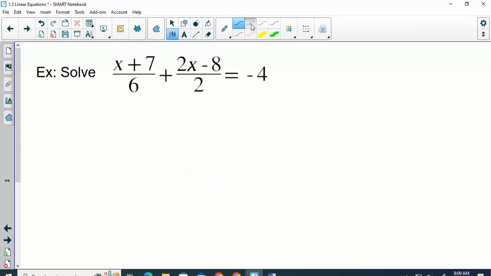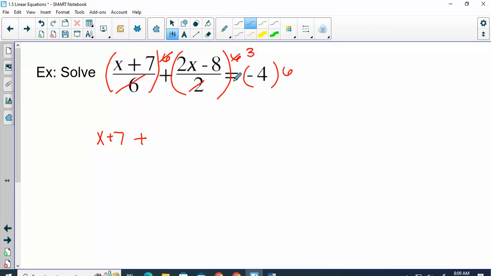So we said to get rid of them, we have to multiply everything by 6. So you have to do every term, which in this case is each of these fractions and my negative 4. So on this one, those 6's cancel. And we're just left with x plus 7. On this one, 2 and 6 would reduce to 3. So we're left with 3 times the 2x minus 8. Negative 4 times 6 is negative 24.